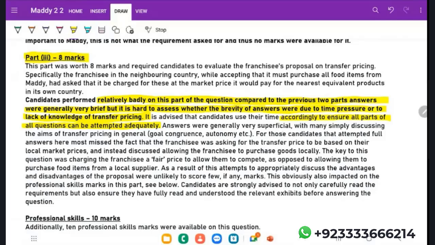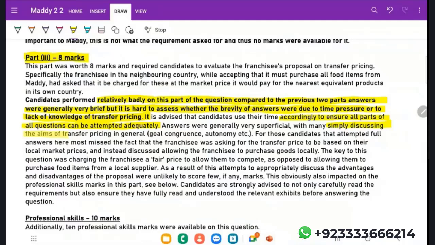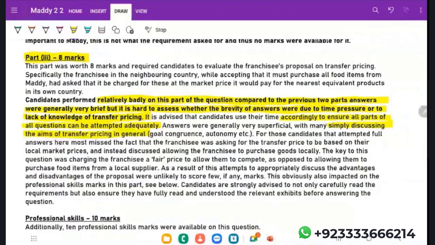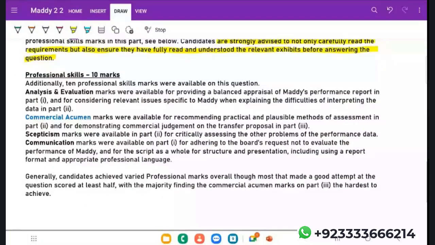Answers were generally very superficial, with many simply discussing the aims of transfer pricing in general. Aims are not required. Those candidates that attempted full answers missed the fact that the franchisee was asking for the transfer price to be based on their local market prices, and instead discussed allowing the franchisee to purchase good quality goods locally. So you are writing correctly, but this is not the requirement. That's the most important point, right? Candidates are strongly advised to not only carefully read the requirements but also ensure that they have fully read and understood the relevant exhibits before answering the question.